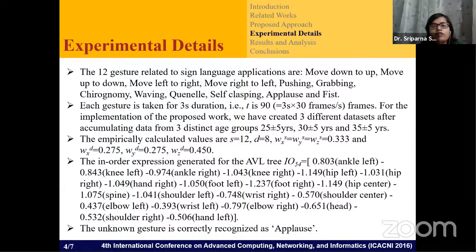So now how many frames do you have? You have 90 frames. So that is 3 seconds of data. For each second you have 30 frames. So that is the total number of frames. Now we have 90 frames.